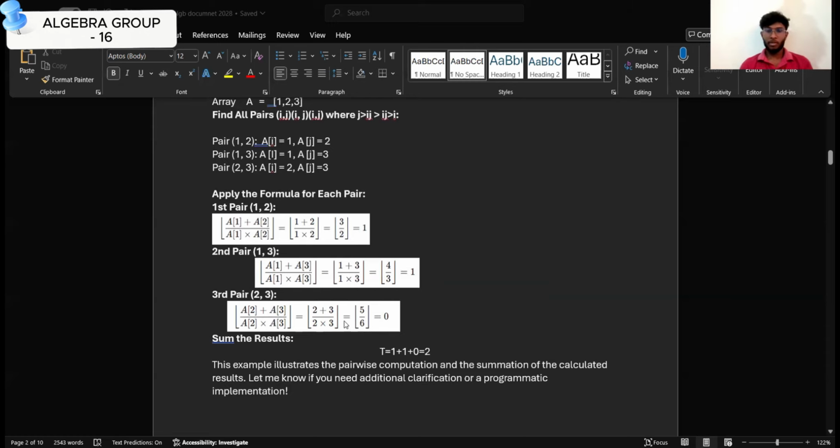Step 3 is to sum up the results. We sum up the results like this. That is the final answer for the test. This method works systematically for the input given. Practice this and you will be able to solve this problem.